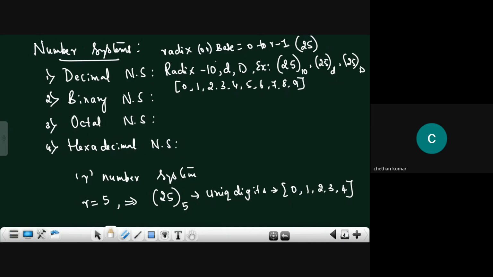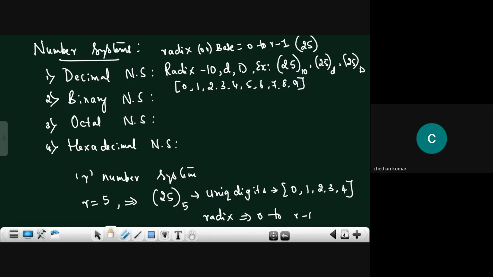To find out the base of any number system, suppose I want to find out the base of this, I can write radix or base. The radix of this is 0 to r minus 1. What is r? 5. What is 5 minus 1? 4. 0 to 4 means how many unique digits? 0, 1, 2, 3, 4. So I can simply call it an X number system.